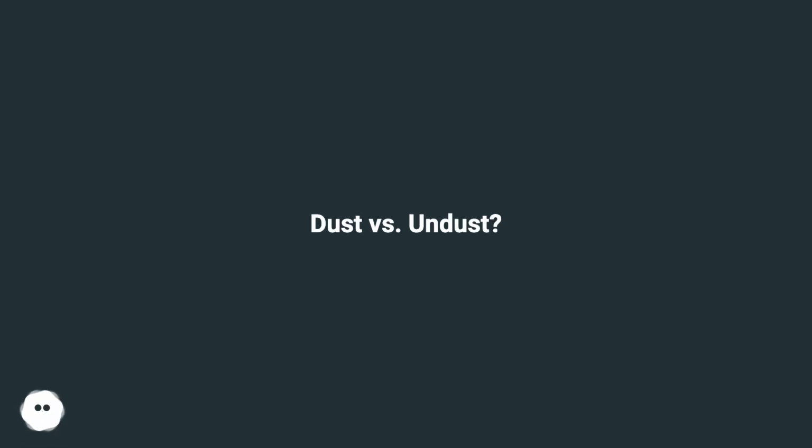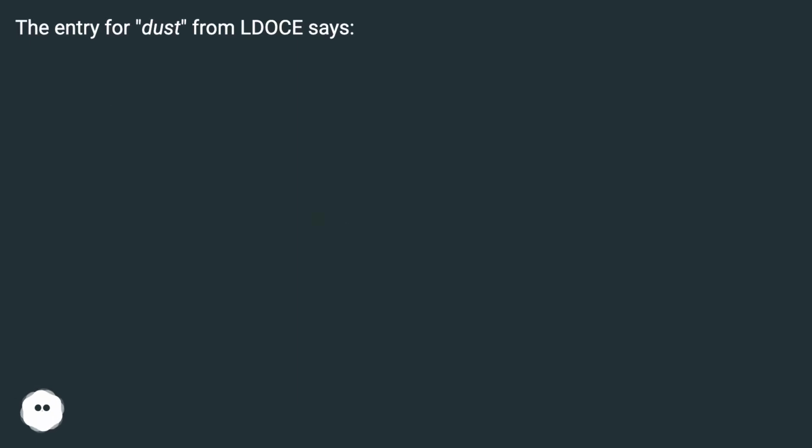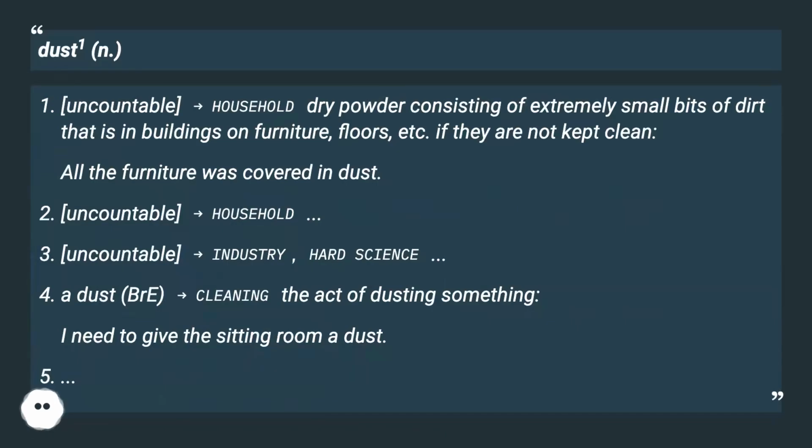Dust versus undust? The entry for dust from IDOS says: Dust, noun. Uncountable, household: dry powder consisting of extremely small bits of dirt that is in buildings, on furniture, floors, etc. If they are not kept clean, all the furniture was covered in dust.